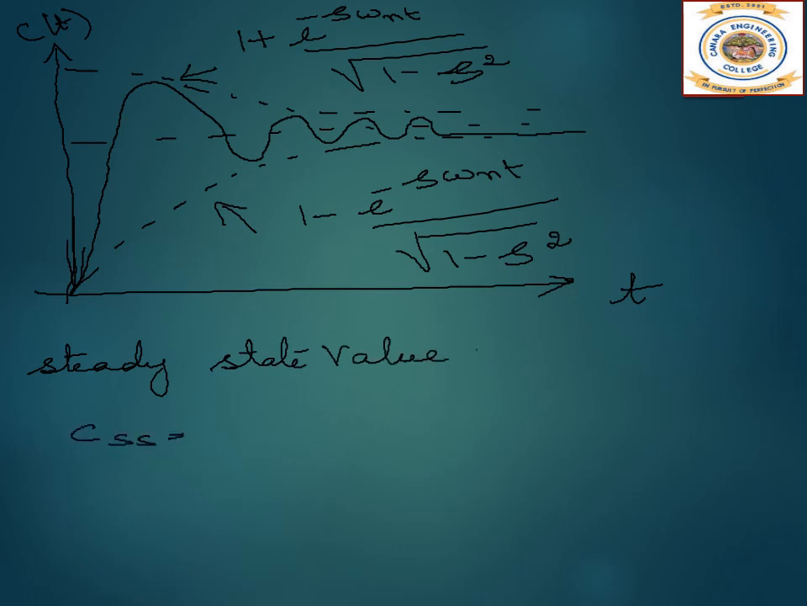Now the steady state value CSS is given by limit t tends to infinity C of t. It is equal to 1. Okay, you substitute this, you get 1. That is, at this instant, the steady state will be reached and we'll get the desired output.